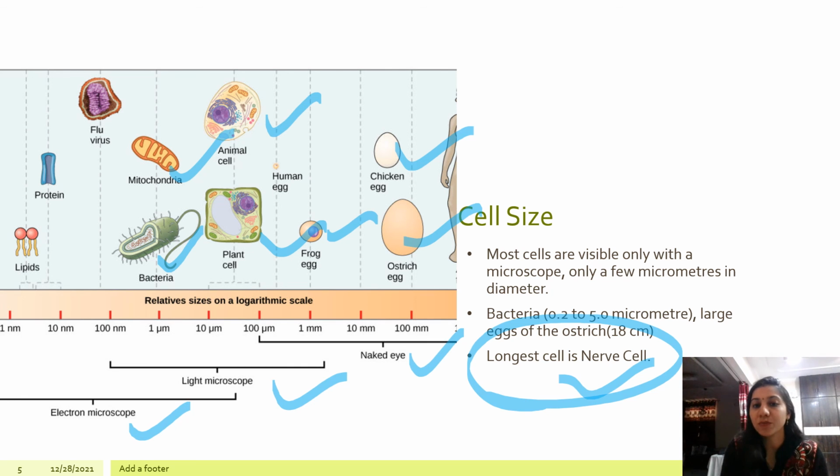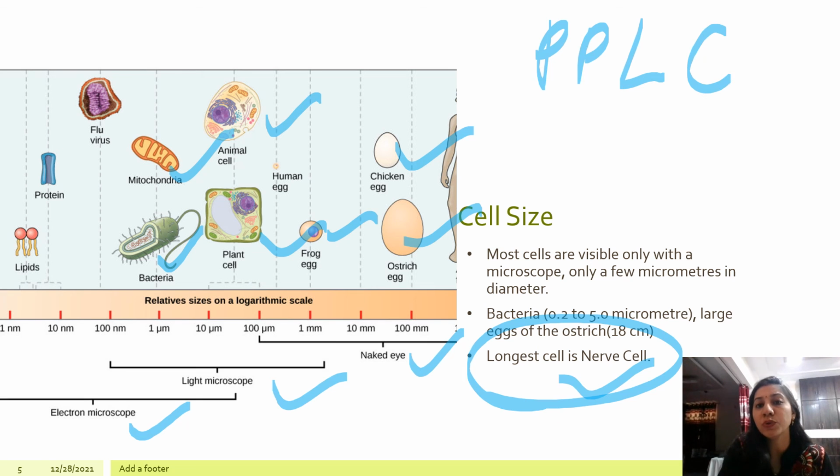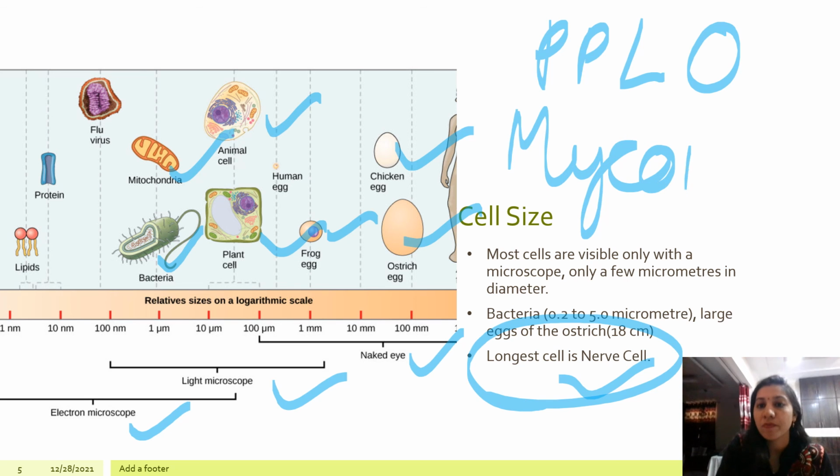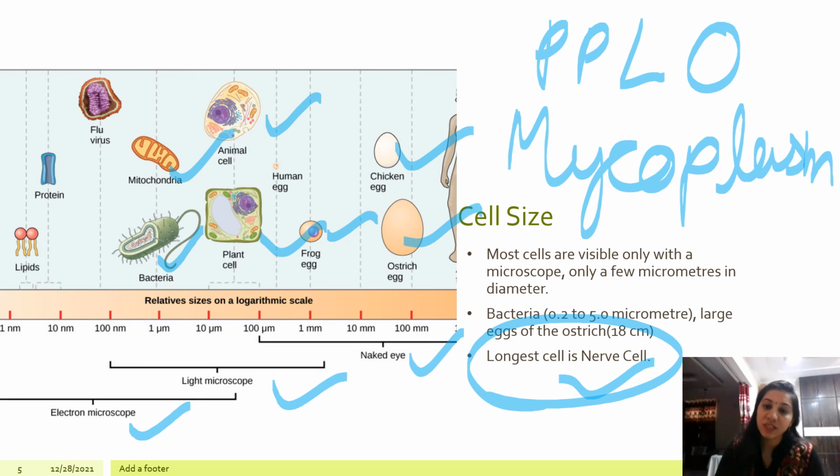Bacteria are very small in size, 0.2 to 5.0 micrometer, and the smallest one is PPLO, pleuropneumonia like organism, another name is mycoplasma. So this is all about the cell size, cell shape and nature of the cell. Thank you so much.